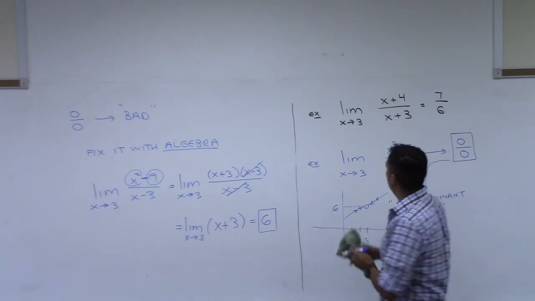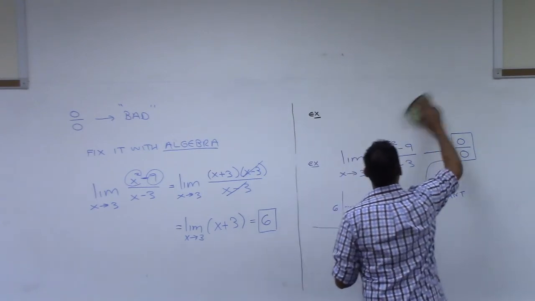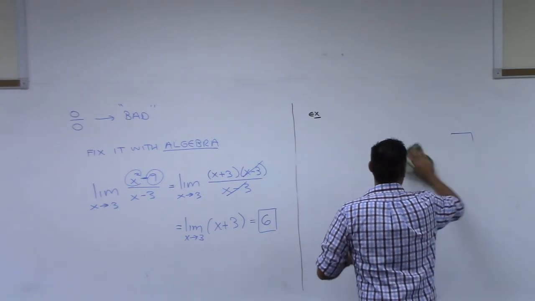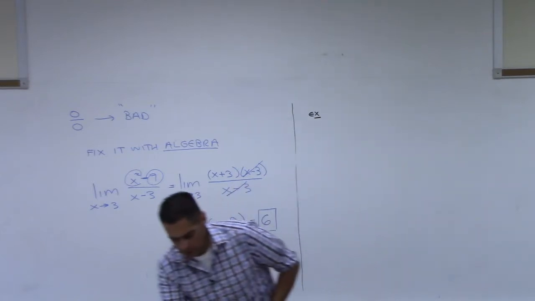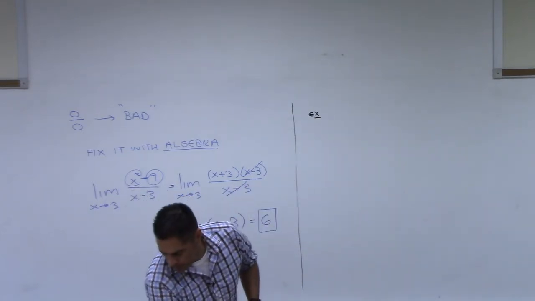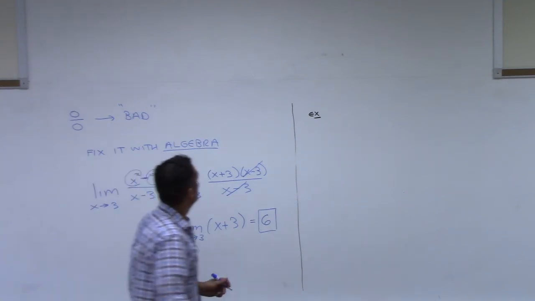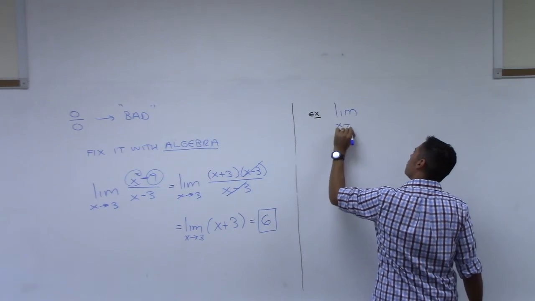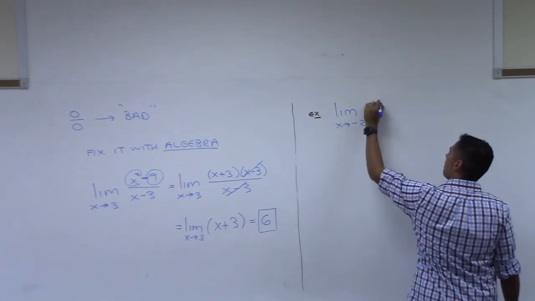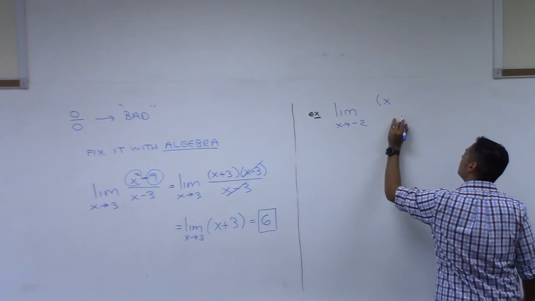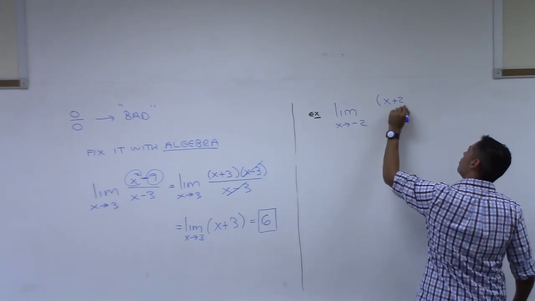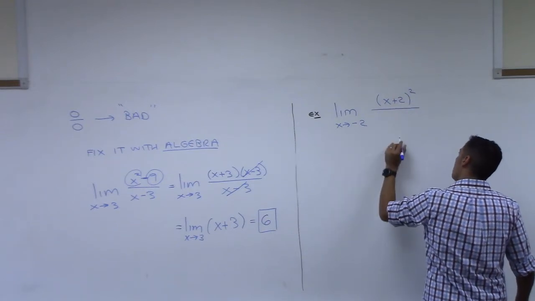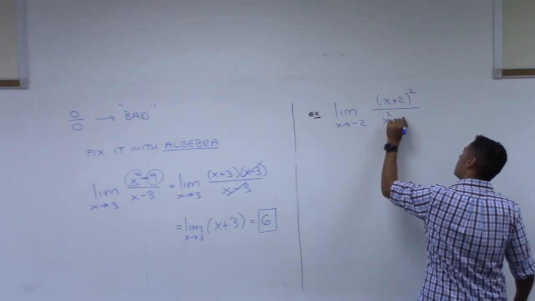All right, let's do another one where we have some issues with the 0 over 0. I'm sorry, I should probably move that out of the way. All right, how about this one? Limit as x approaches negative 2 of (x plus 2) squared over x squared minus 4.